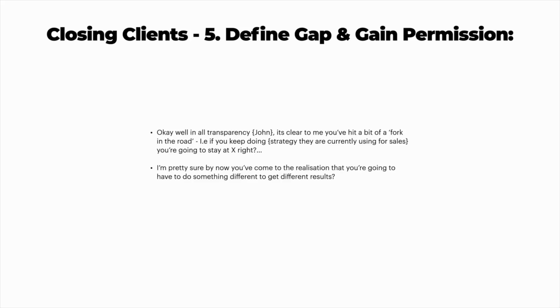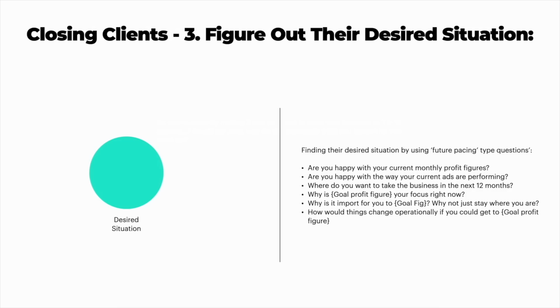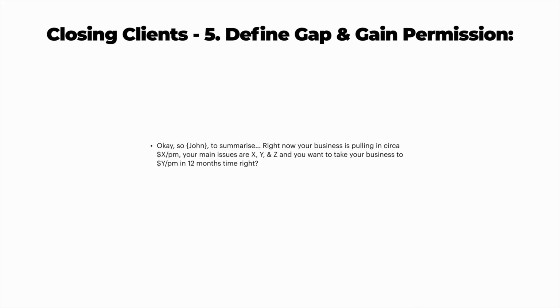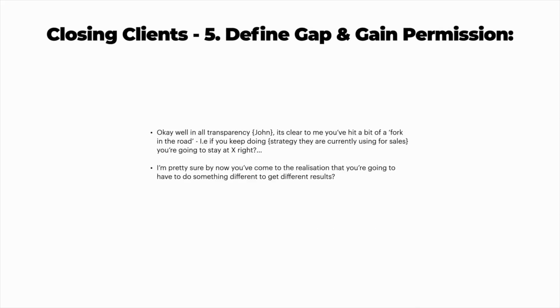And what I mean by that, John, is if you keep doing, and then you basically insert what they're doing right now, so their current strategy on what they're doing for sales right now, which you should have found out in their current situation. So let's say they're doing influencer marketing. After you've said this, you're going to go, okay, well, John, in all transparency, it's clear to me you've hit a bit of a fork in the road in terms of your business. Now, what I mean by that, John, is if you keep doing influencer shout outs, you're basically going to stay at 10K per month, right? He's going to say yes to that because it's a very common, easy, obvious question. Now, you then move on to the second question.